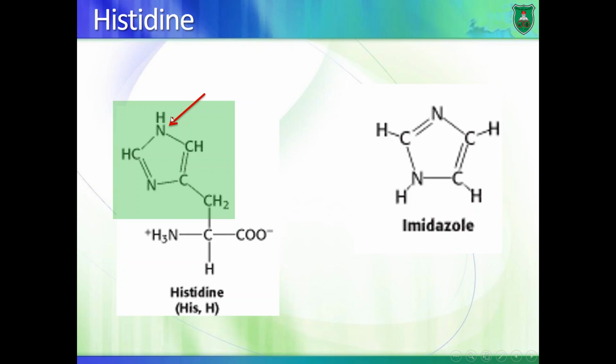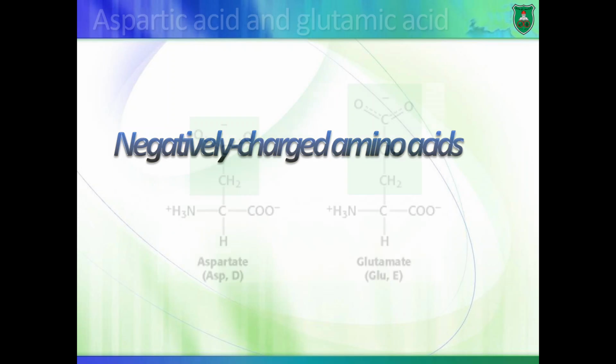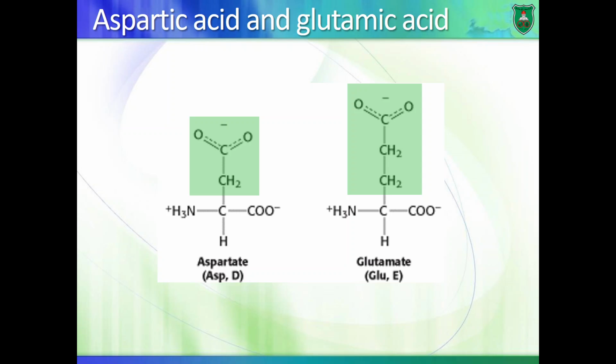And notice that this nitrogen right here can be charged. The importance of histidine is that the pKa of this nitrogen group here is close to physiological pH. That is, it's around 6. Okay, so this has important physiological implications. Now we have two negatively charged amino acids, and these are aspartic acid and glutamic acid, or aspartate and glutamate. Aspartate is abbreviated as Asp, glutamate is abbreviated as Glu. Both of them have carboxylic groups at the ends of their R groups.